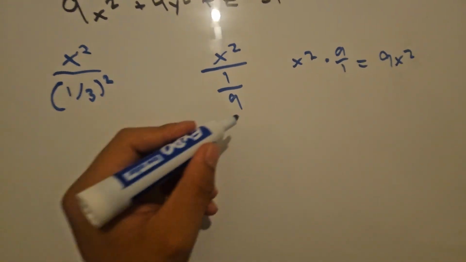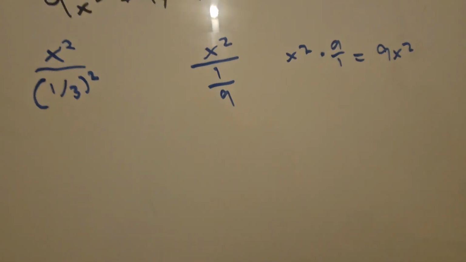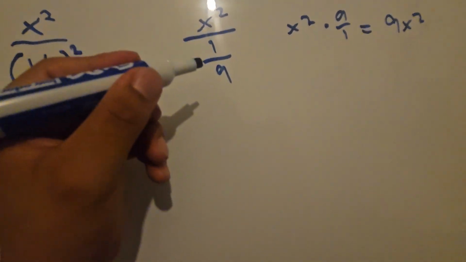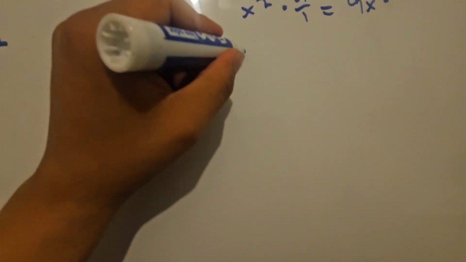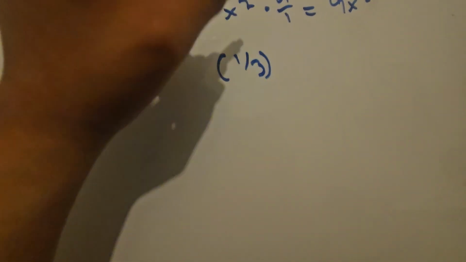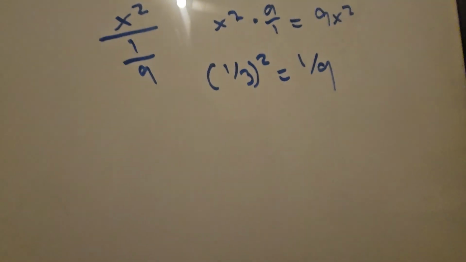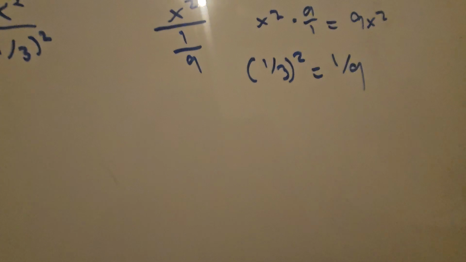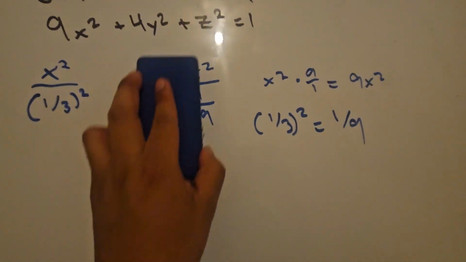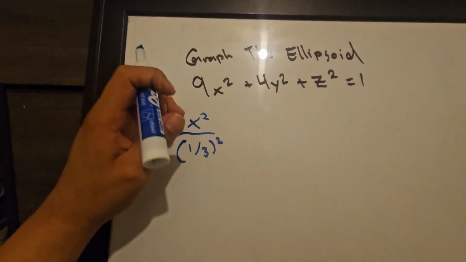1 over 3, basically just take the square root. The square root of this, so 1 over 3 squared equals 1 over 9. So that's where I'm getting this from, in case you're confused as to where I got that. So go ahead and rewrite this term as that one.